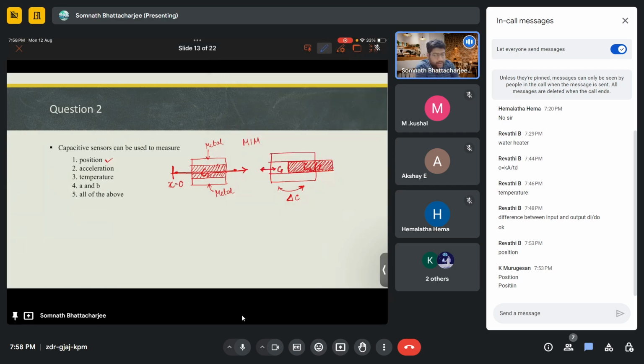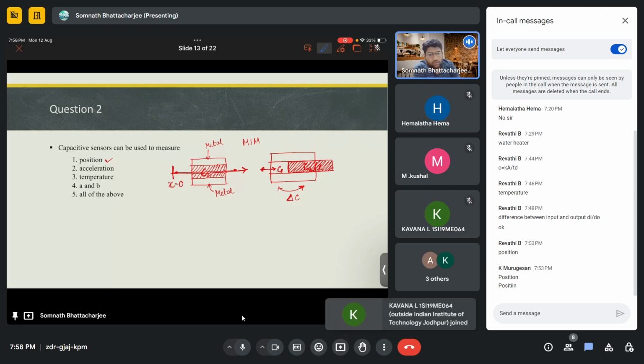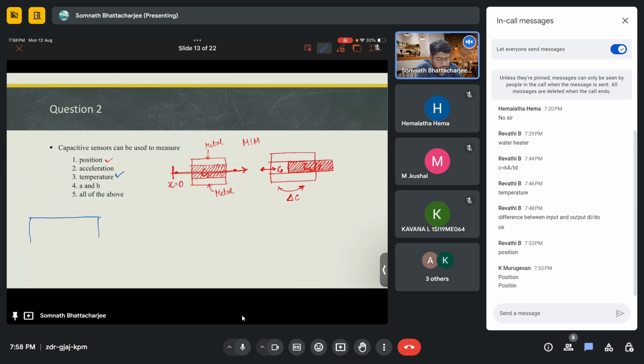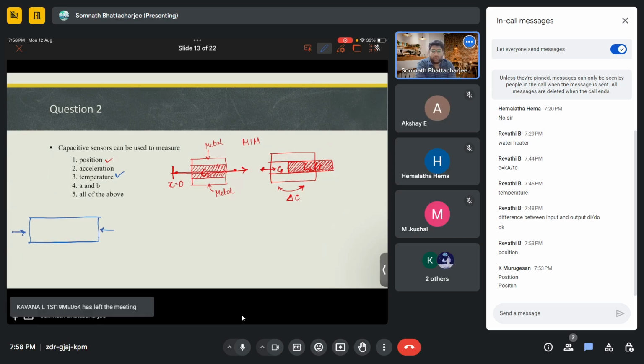but I have already mentioned how we can use a capacitive sensor to measure temperature or some kind of a thing. So how will we do it? We'll have some kind of temperature-sensitive material which will maybe expand or shrink with respect to temperature. This middle part may shrink or expand.